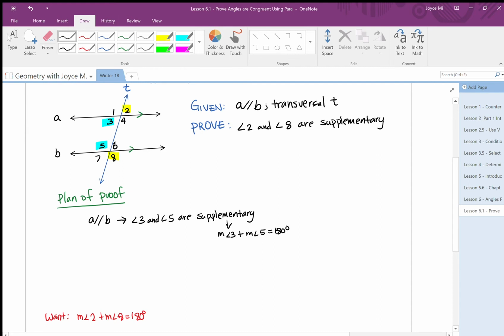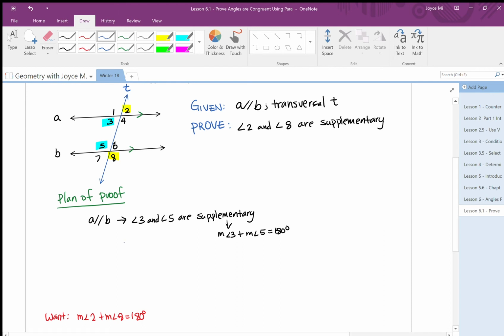Let's think about how I can use that one here. I have 3 plus 5 giving me 180. I want 2 plus A. Okay, let's look at 3 and 5, and 2 and A here. Well, angle 2 and angle 3 are vertical angles. Angle 5 and angle A are also vertical angles. So using that, I could say angle 2 is congruent to angle 3, and angle A is congruent to angle 5, because they're vertical angles.